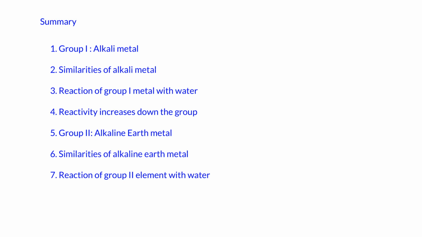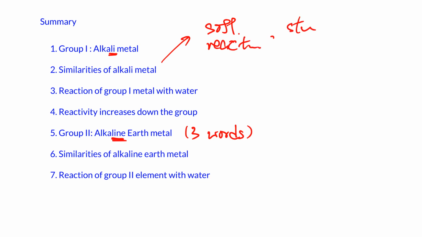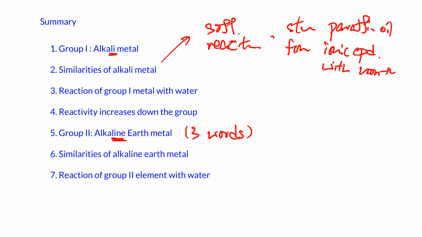To summarize, group 1 elements we call alkali metals. Group 2 is called alkaline earth metals. Remember the names, and the spelling of alkaline is longer. Similarities: they are soft and reactive. They have to be stored in paraffin oil, and they form ionic compounds with nonmetals. So these are the similarities and reactions of group 1 metals. The reactivity increases down the group.